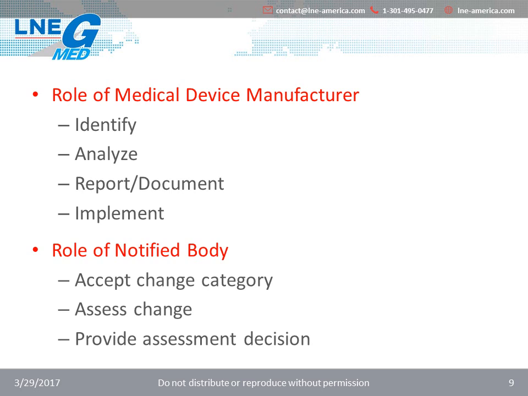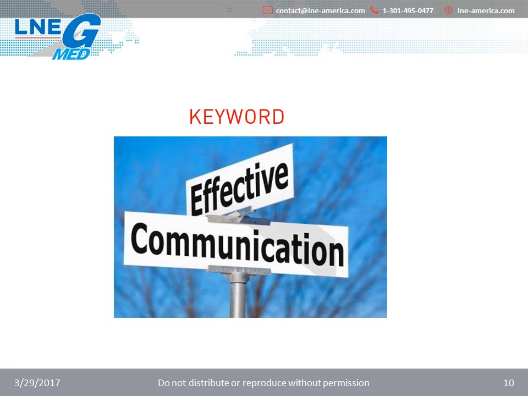The notified body's role is to agree on the change category and also to assess its ability to confirm the regulatory requirements and finally to provide a decision based on the assessment. Looking at the roles of the two interested parties, one important link between them is the communication of change. If this is not established in a timely manner, it can lead to disruption of the change and its approval process.